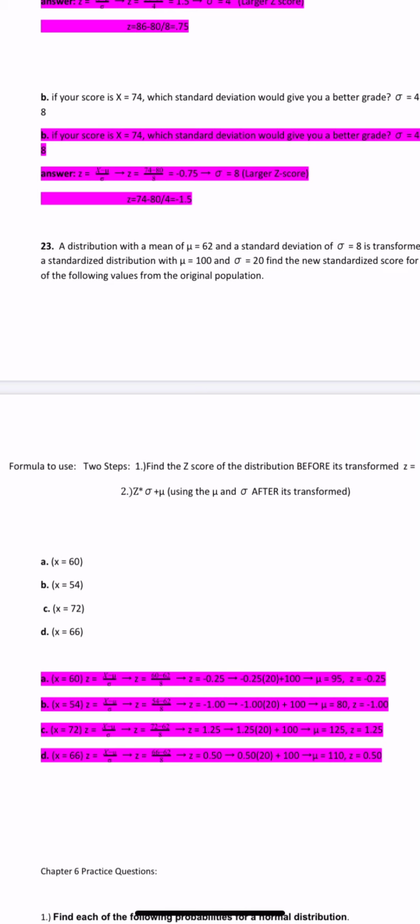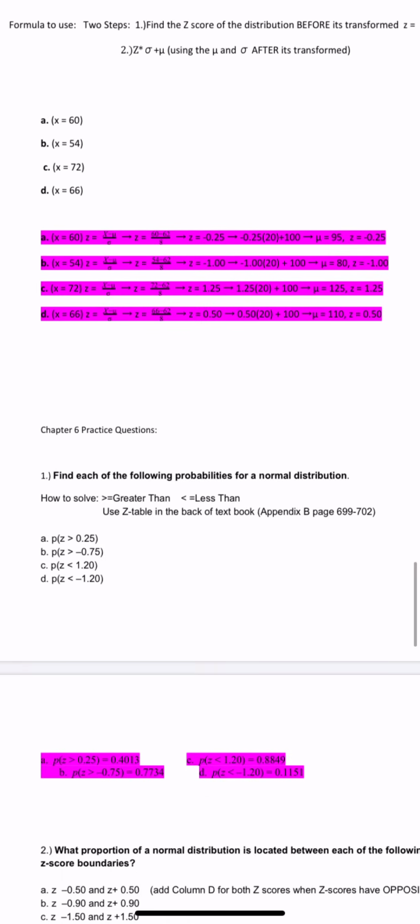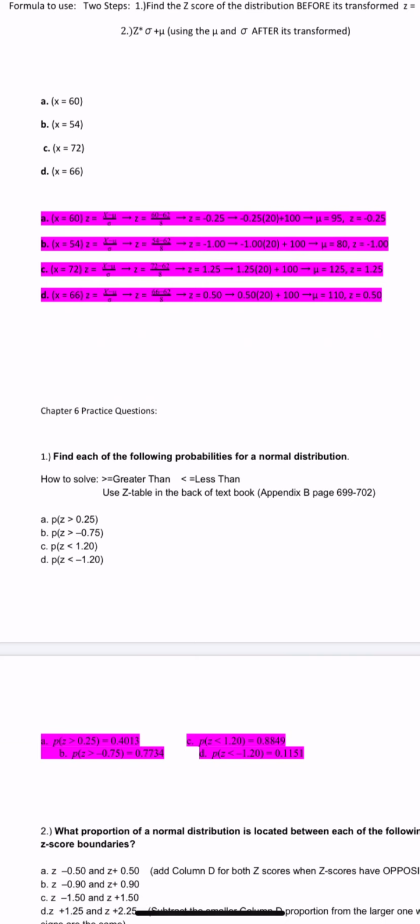All right, so that's it for chapter 5. There's a lot of information, but this is all going to need to be used in chapter 6. So let's move on to chapter 6. So find each of the following probabilities for a normal distribution. All right, so you need to understand the greater than sign and the less than sign. And we're using the Z table in the back of the textbook. That's Appendix B, page 699 to 702.